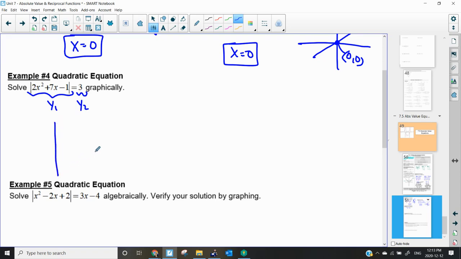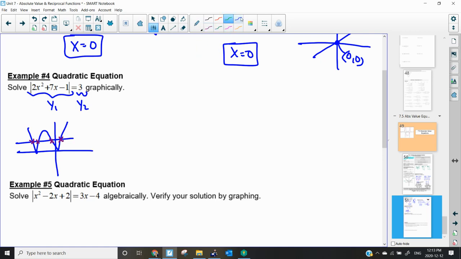We'll do a quick sketch of our function here. So we go down, up and down, and we know that we have these 4 intersection points. We intersect here, here, here, and here.